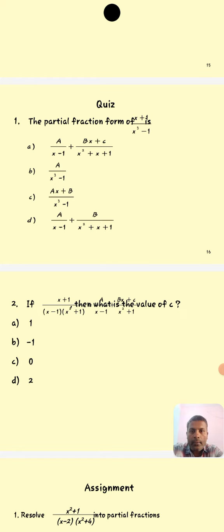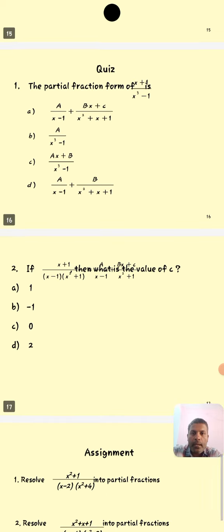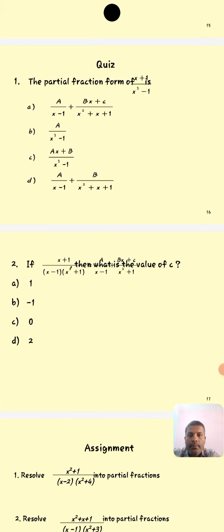A is a by x minus 1 plus bx plus c by x square plus x plus 1. B is a by x cube minus 1. C is ax plus b by x cube minus 1. And D is a by x minus 1 plus b by x square plus x plus 1. Here what is the suitable answer? You have to choose them.